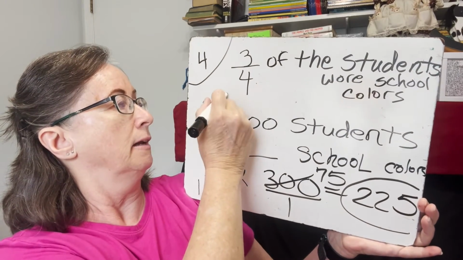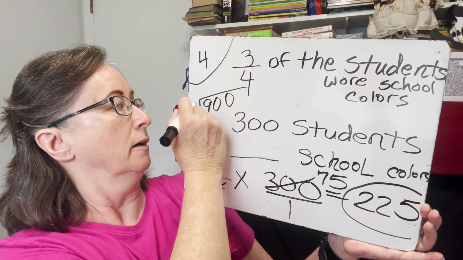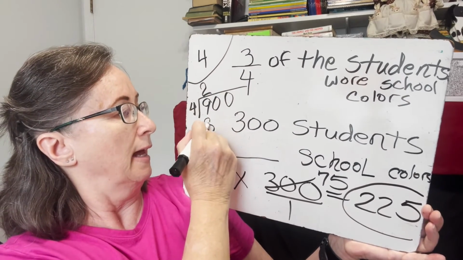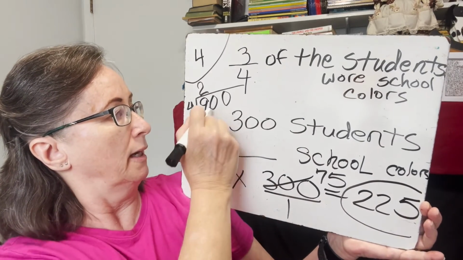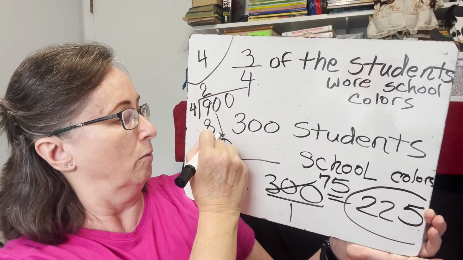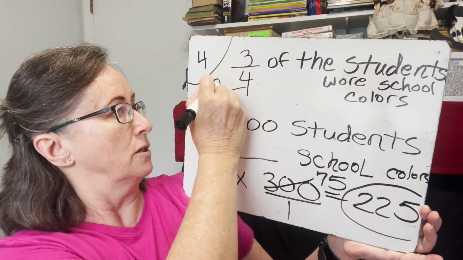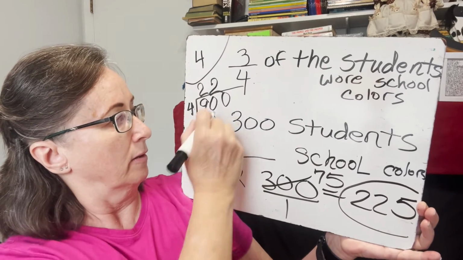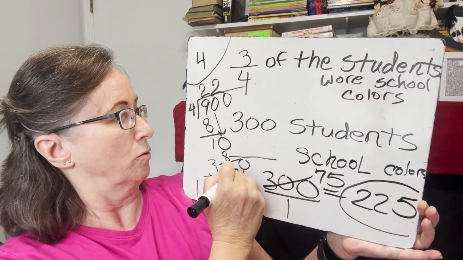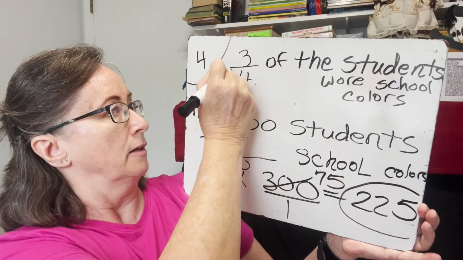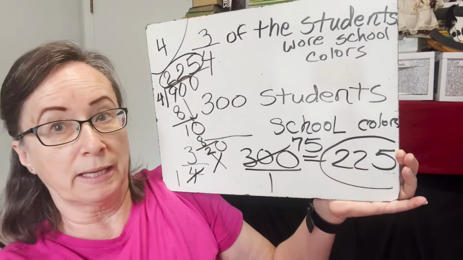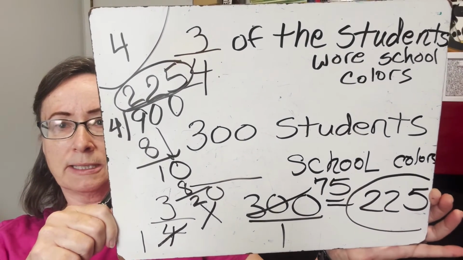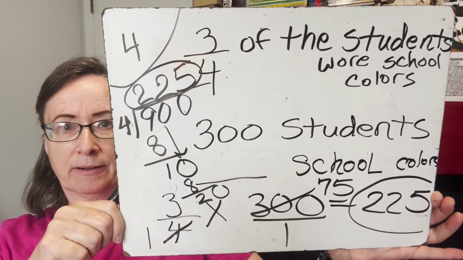And 900 divided by 4. 4 goes into 9 2 times. 2 times 4 is 8. Bring down your 1. Bring down the next 0. 4 into 10 is 2. 2 times 4 is 8. Bring down the 0. 4 into 20 is 5. 225 is what we came out with before. So I'm going to hold the board so maybe you can see it without all of that glare.